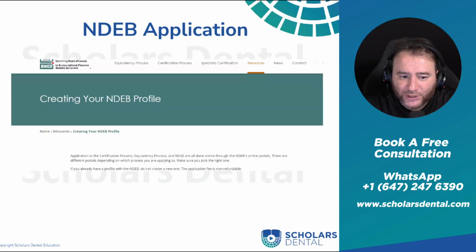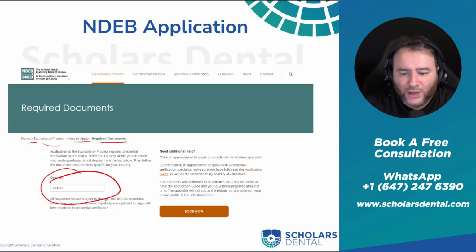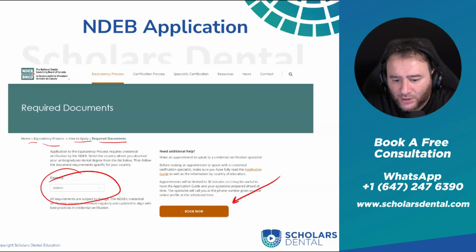Okay, so go to the NDEB and create a profile. You can find this under resources. They also have this, I think it's here, equivalency process, how to apply, required documents. You put your country here, and they'll tell you what they could give you. I'm not sure if this is still on the website, but they have a booking option where you could book a session with them, and they might help you as well in a consult.